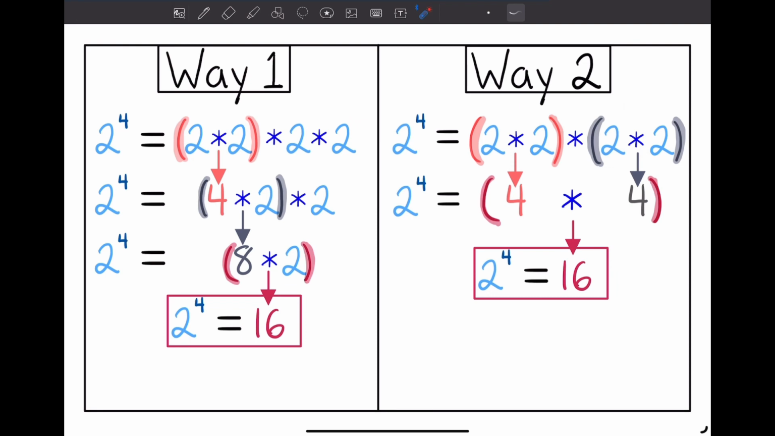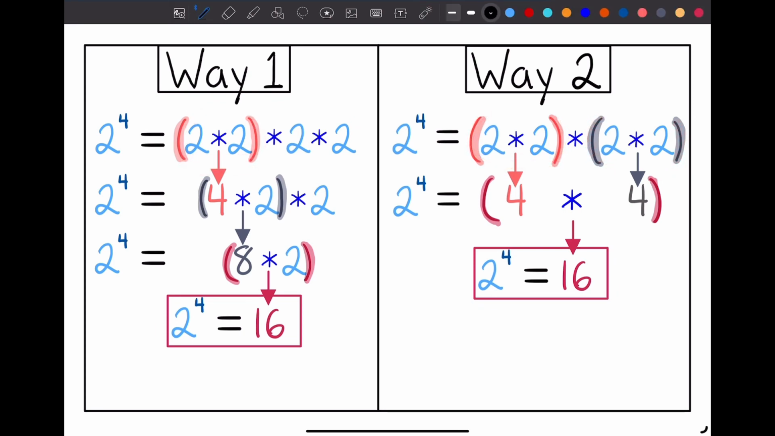So that means we replace these pairs of 2's with their products of 4. So our second line was 4 times 4. And we know 4 times 4 equals 16. So again, we got 2 to the 4th equals 16. So we got the same answer. However, the way we grouped the numbers we multiplied together was different in each way.